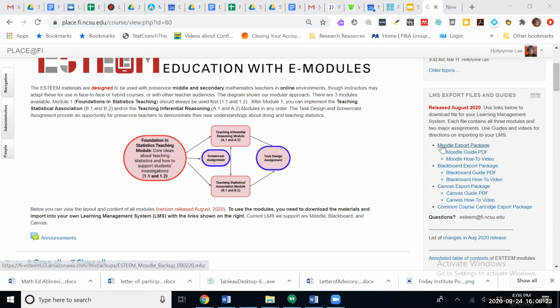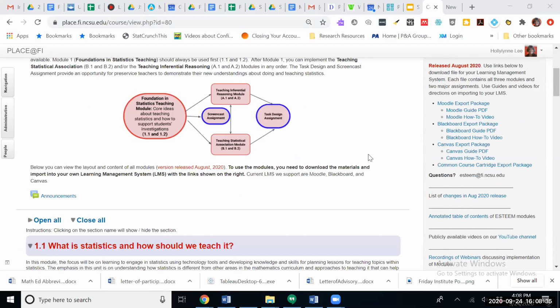We have made very specific export packages for the 3 most popular LMSs, and we'll cover the LMSs later and some tips about that. But for those of you that have used the PTMT portal, some instructors actually send their students to the PTMT portal. But here you don't ever send your students to the ESTEEM portal. Okay, this is for faculty only.